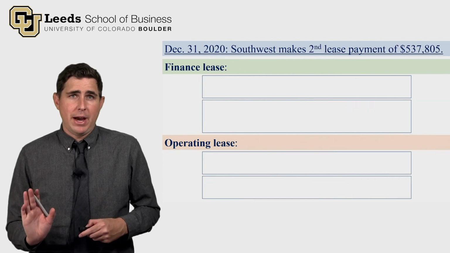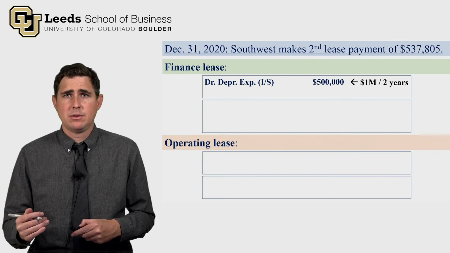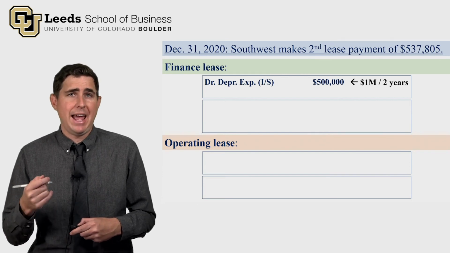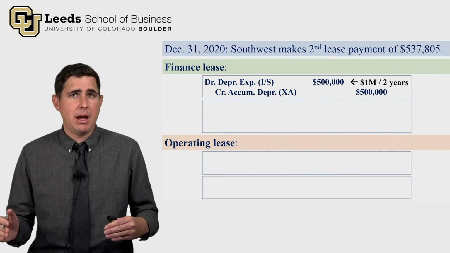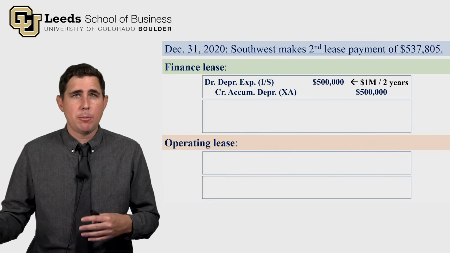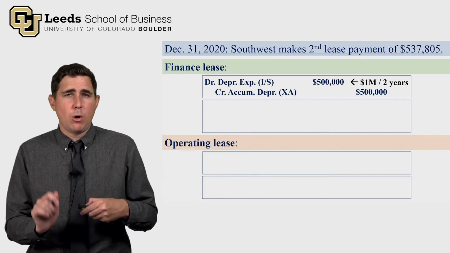Okay, now let's do the final year. Remember, we're going to depreciate that asset again, $500,000, $1 million over 2 years. So now that asset is depreciated down to zero. It's gone from the balance sheet. The lease is over, you give the airplane back, the asset's gone. Okay, now let's make the liability go away.